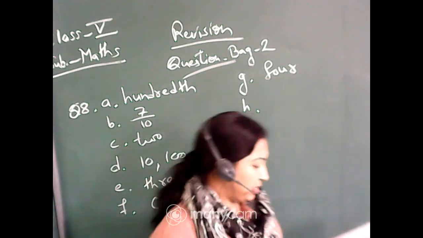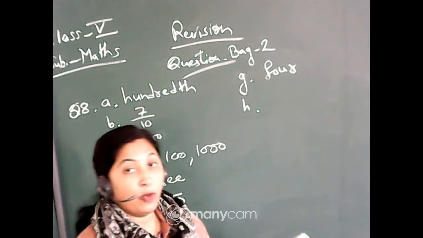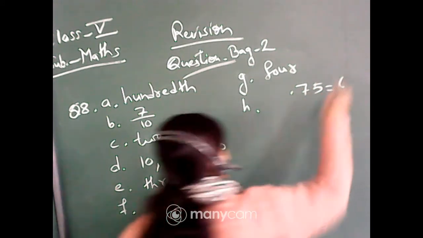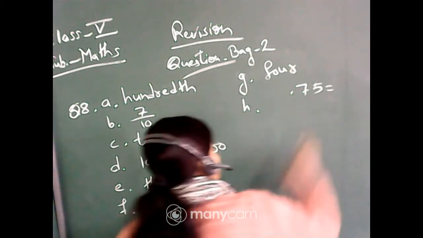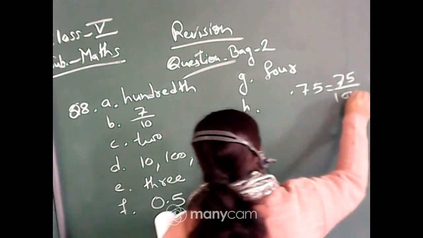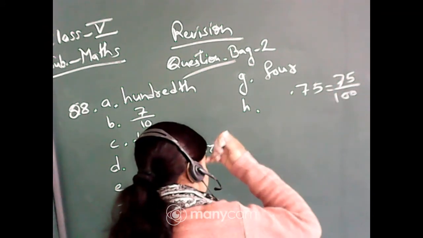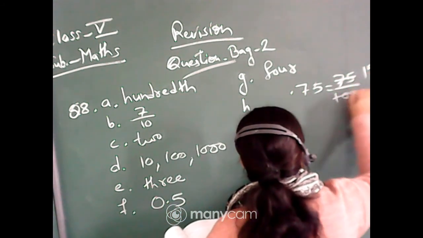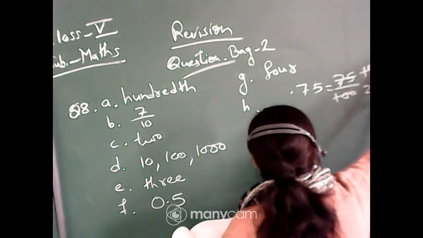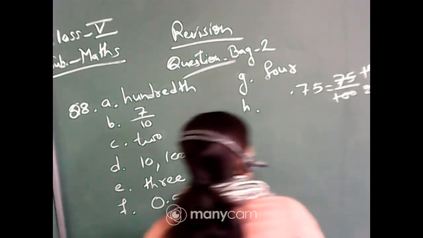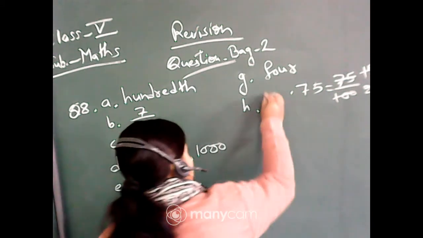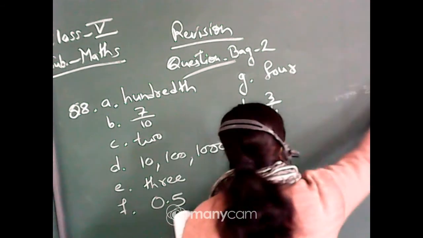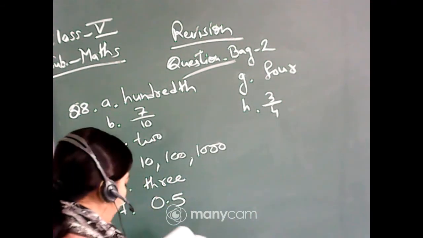0.75 as a fraction in the lowest term is, now 0.75, that means when you are converting into fraction, it will be 75 by 100, isn't it? Now cancel it. 5 5s are 25, 5 2s are 10, and we get 3 by 4. So our answer will be 3 by 4. Yes, in the lowest term it is 3 by 4.